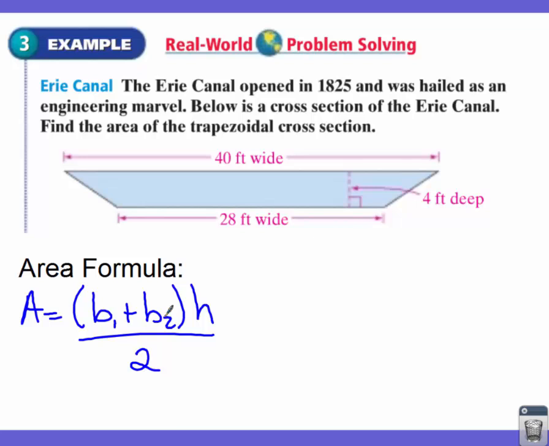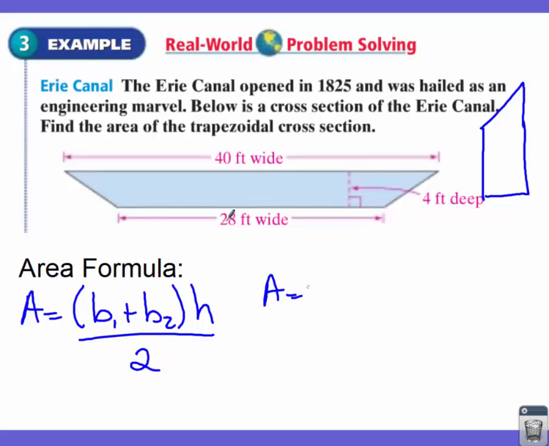Okay? Now, the two bases, that's what this B1 and B2 are, are always going to be the parallel sides of a trapezoid. Okay? A trapezoid is going to have only one pair of parallel sides, and they can be the top and the bottom, like in this shape, or they could be the right and the left side. Okay? But whatever they are, we're going to look for the parallel sides.